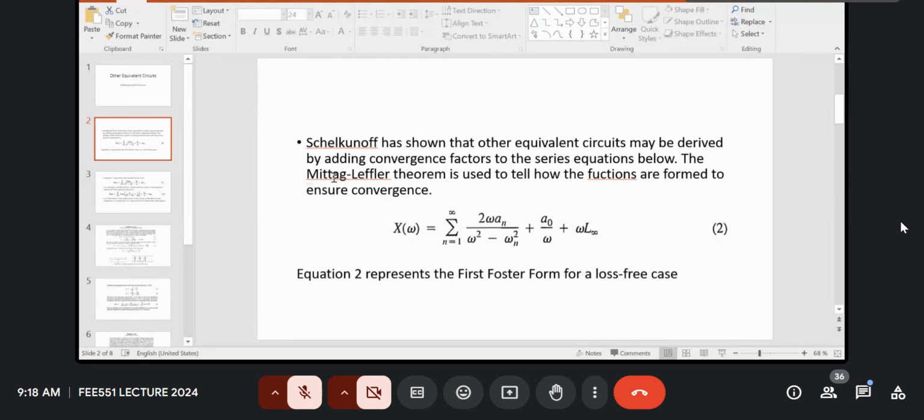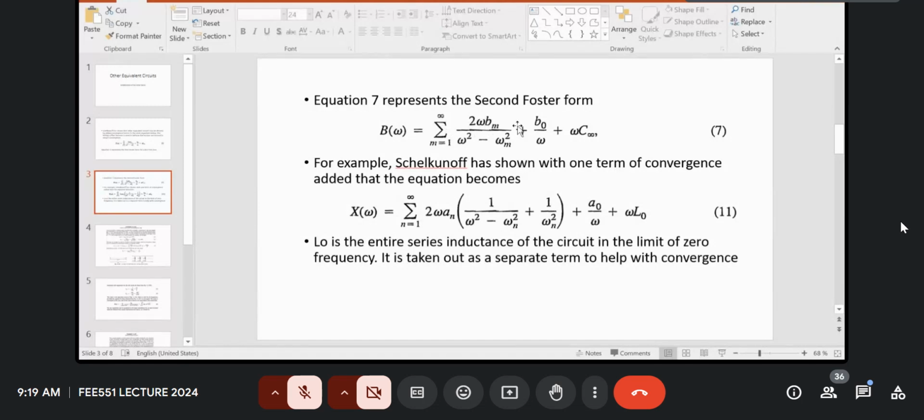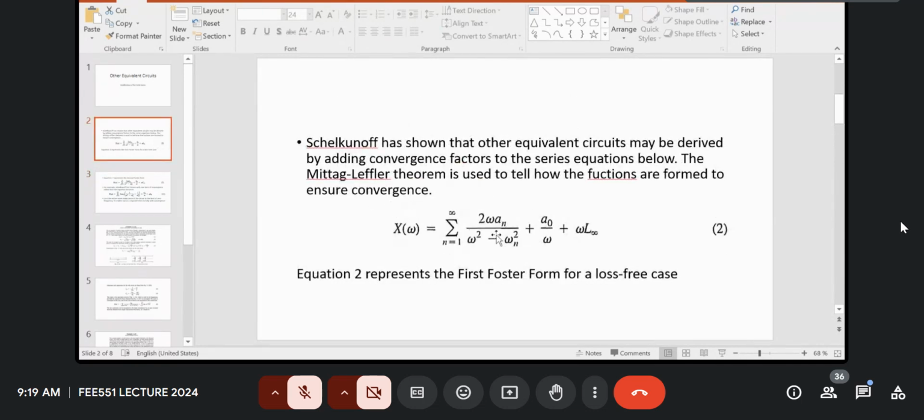And Mittag-Leffler also explains how these functions are formed. This was the function for the first reactance, Foster's first series. And this is for the second Foster form. So in comparison to the first equation, there is a convergence factor that has been added.